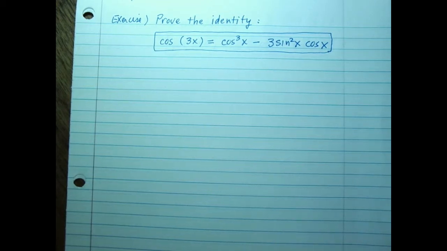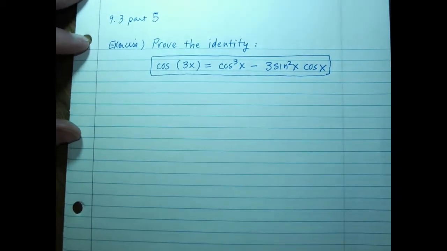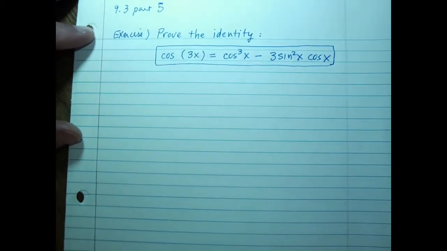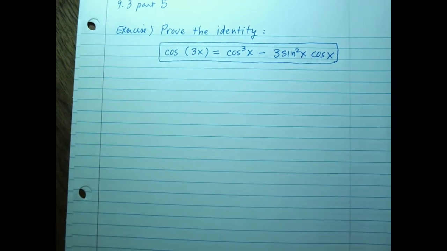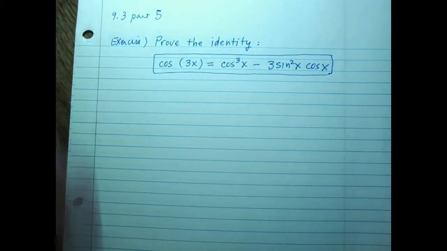Okay, so I am having way too much fun with this section. I just can't stop. We're going to do one more part, one more segment, two problems I hope to get through, where we're both proving identities for these. So this is 9.3 part 5.